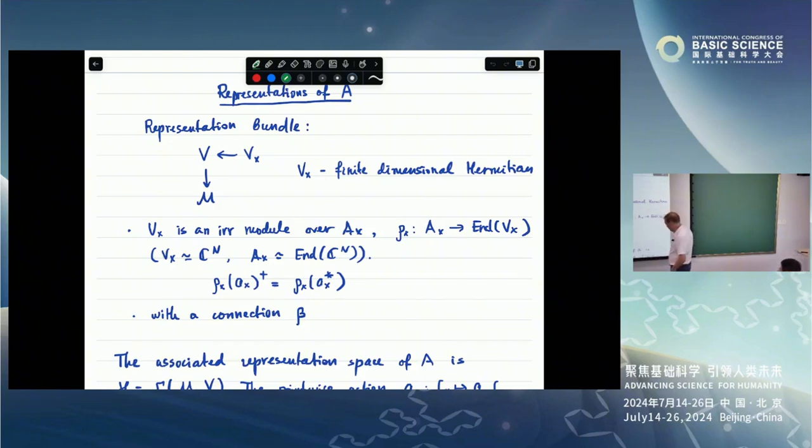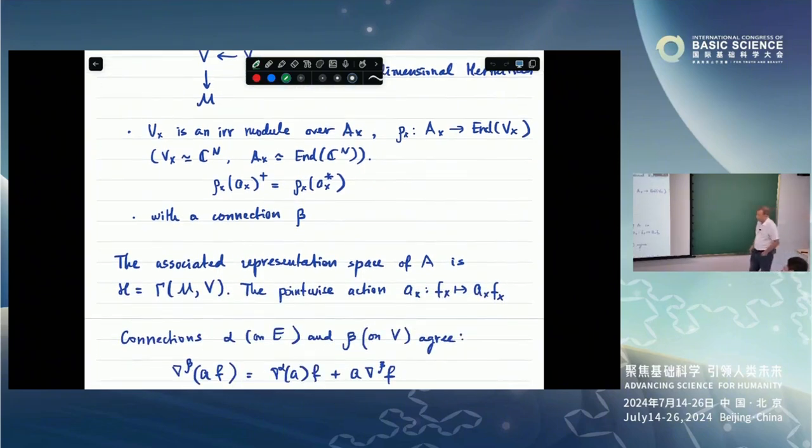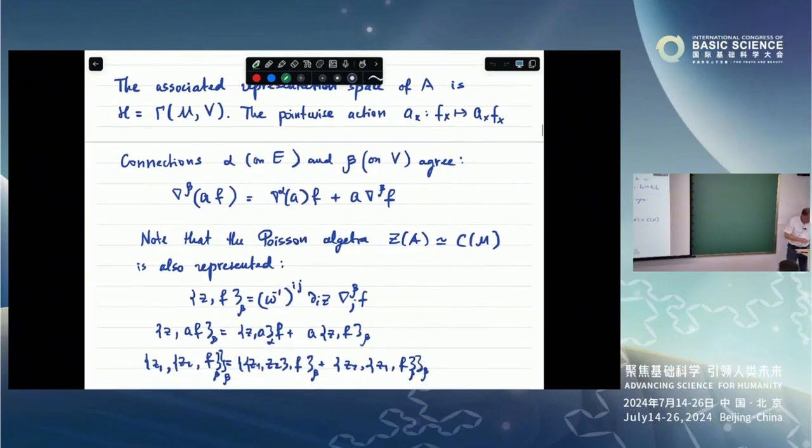Our fibers are isomorphic to n by n algebras, and there is a natural compatibility between the star structure on the algebra of observables and the Hermitian structure on the representation bundle. As usual, it's a representation, except now it's a fiber-wise representation. So it's a representation of the algebra.